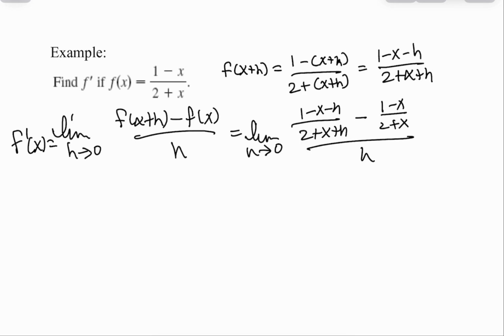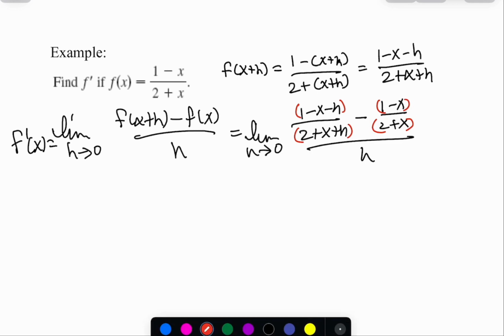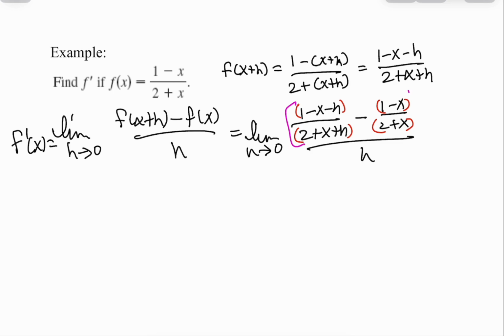So this is what I want you to do. Surround all of our fractional pieces by parentheses. Surround the entire top and the entire bottom by parentheses. And we're going to multiply by all our inner denominators. So I'm talking about this denominator and this denominator. So I'm going to multiply the top by 2 plus x plus h and 2 plus x, and the bottom by 2 plus x plus h and 2 plus x.